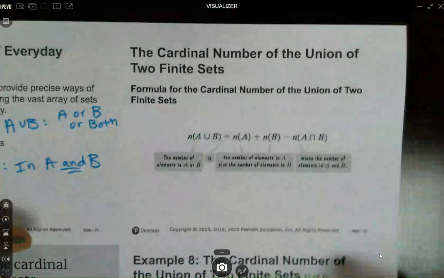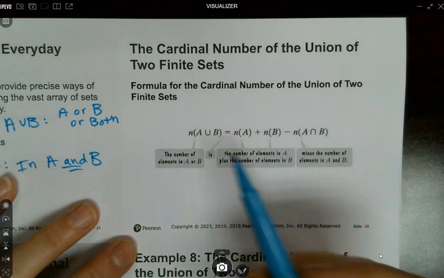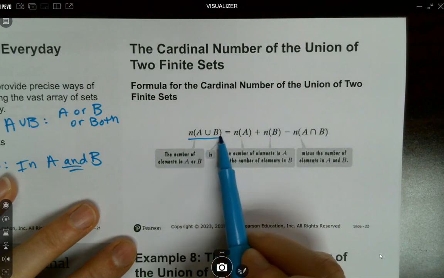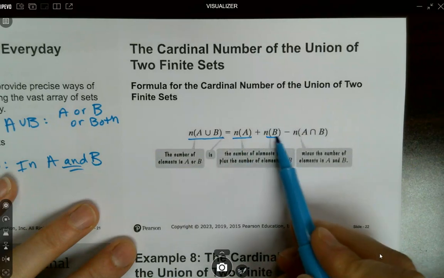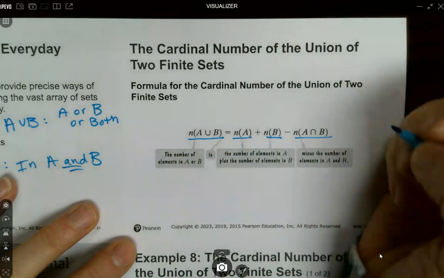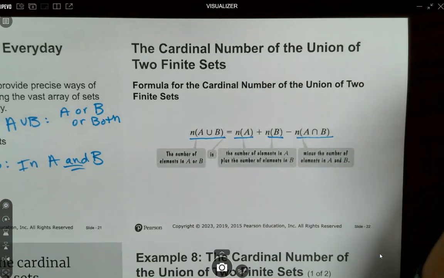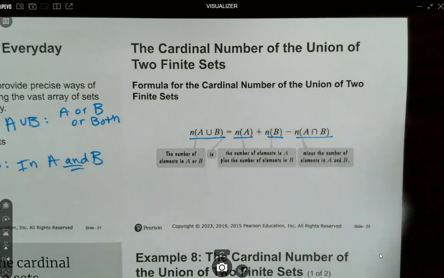Okay, the formula for the cardinal number of a union of two finite sets. So the cardinality is all the elements. You want to find out how many are in A, how many are in B, and then subtract how many are in A and B. Because if you don't subtract that, it's going to double count some of those numbers.